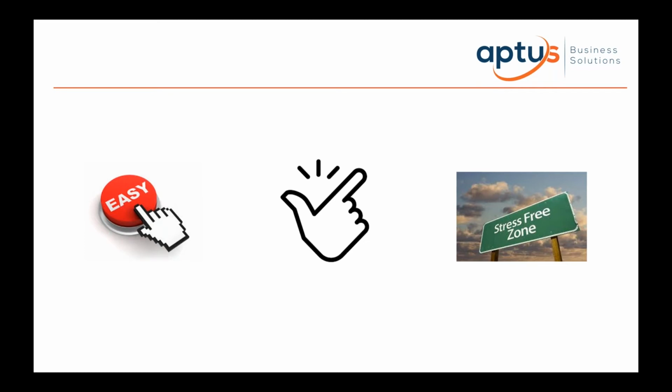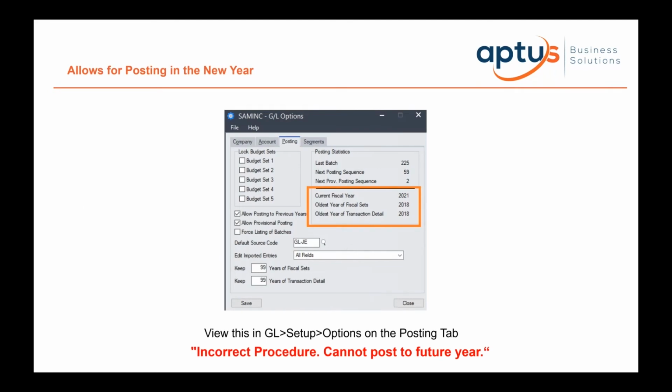So let's talk briefly to start with about how the year-end process actually works and what it does. Okay, year-end does a number of different things. Firstly, it changes the current fiscal year to the next year and allows posting in the general ledger to proceed. So you can see here in this screenshot with the GL setup options on the posting tab that it's going to move that current fiscal year into the new financial year. Without the system doing this, that's where we get most of those common error messages from your users, where users are trying to post journals on a Sage system that hasn't undergone its year end yet, and it's that warning, incorrect procedure, cannot post to a future year. So that's the first thing that the year-end process does, is roll that.